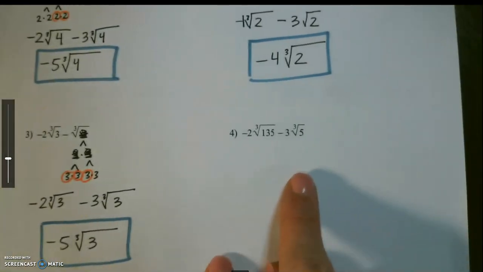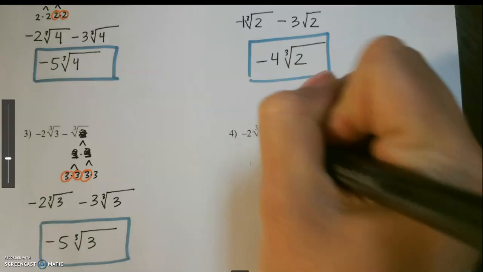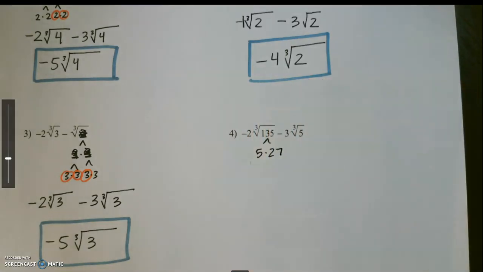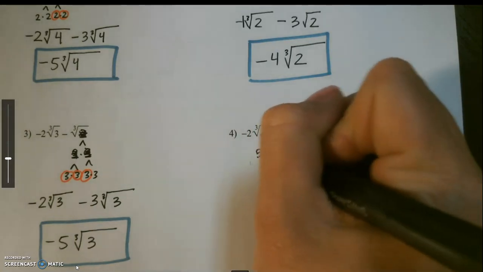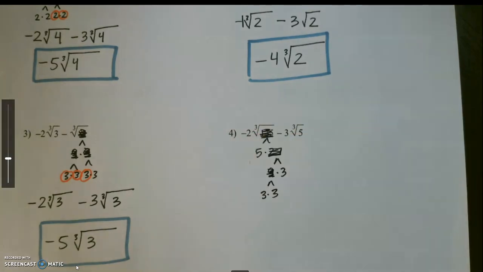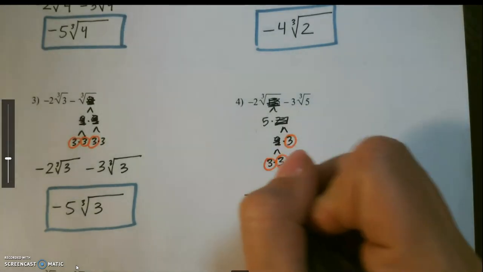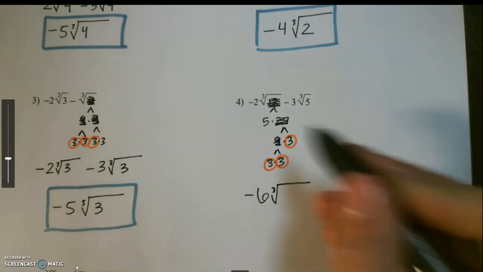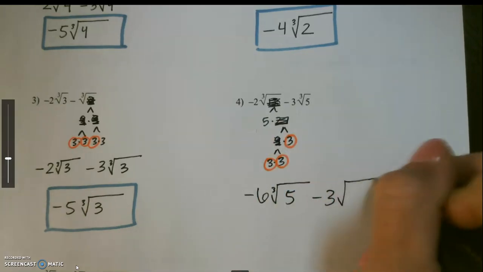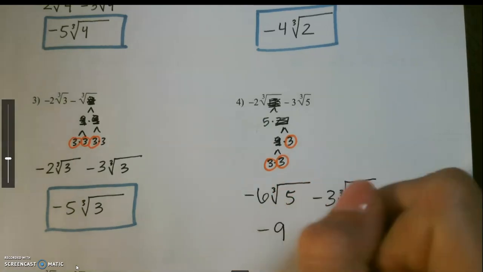Okay, next problem. Let's break up the 135. I would start with dividing by 5. That would be 5 times 27. 27 could break up into 9 times 3. 9 would break up into 3 times 3. I found my group of 3. When you bring that out to the front and multiply it to what's already out there, so we have negative 2 times 3, so that's negative 6. And what's left underneath is just a 5. So negative 6 minus 3 gives us negative 9.